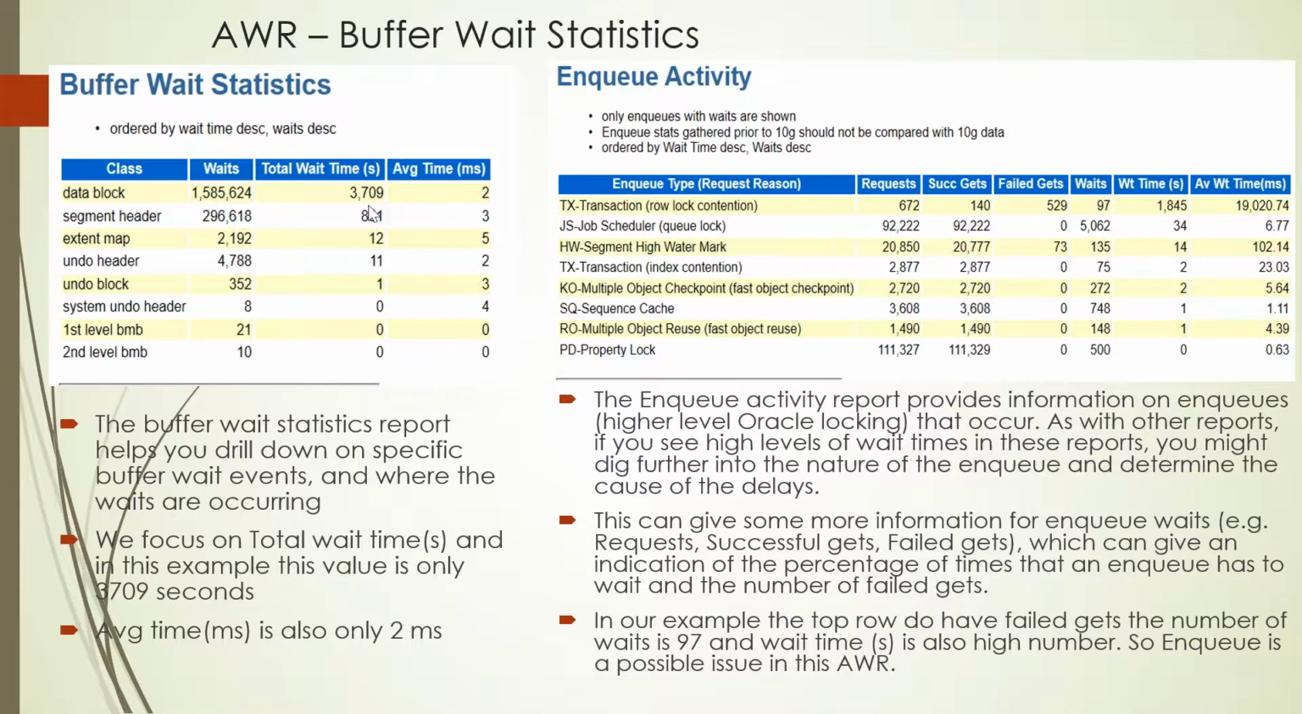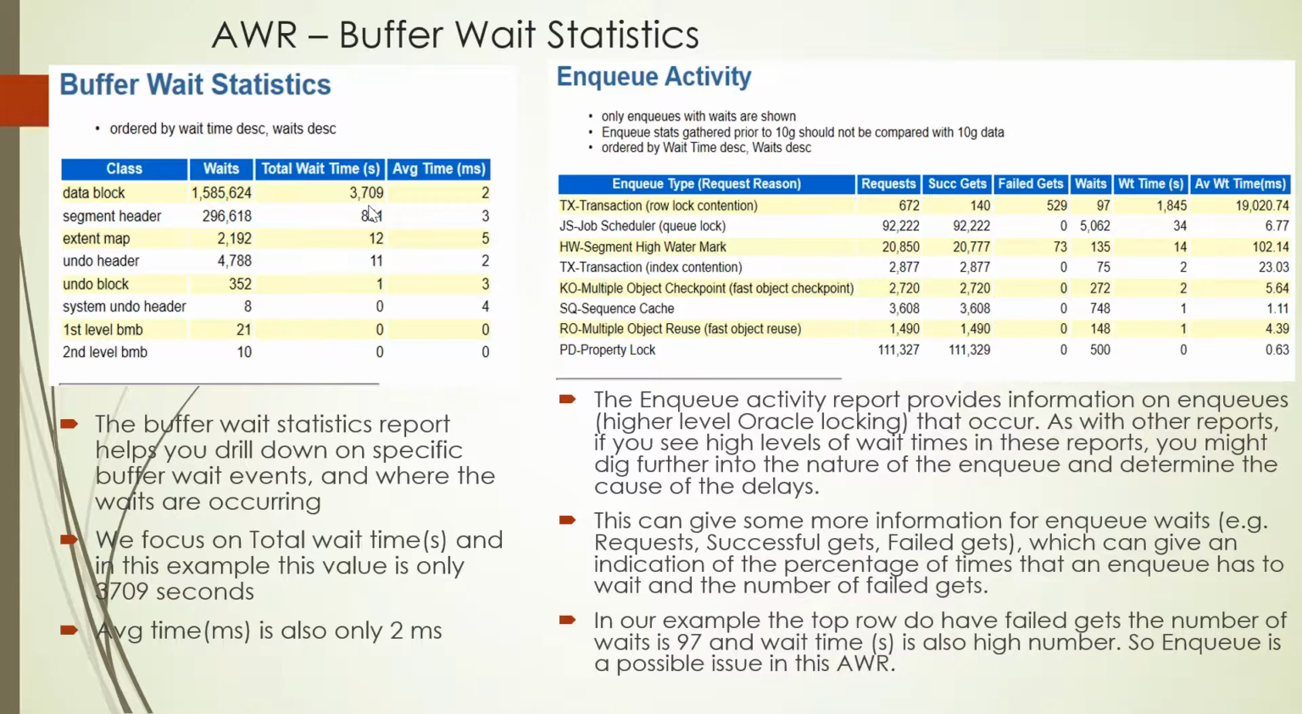We specifically focus on total wait time, and in this example it's only 3709, so it's not a big issue. The average time in milliseconds is only 2 milliseconds, so it's not a big issue. So the buffer is properly configured. Then at the right side you can see enqueue activity.